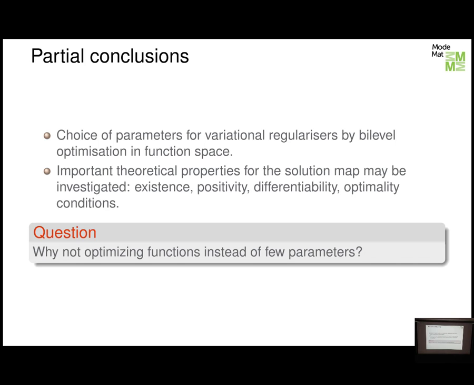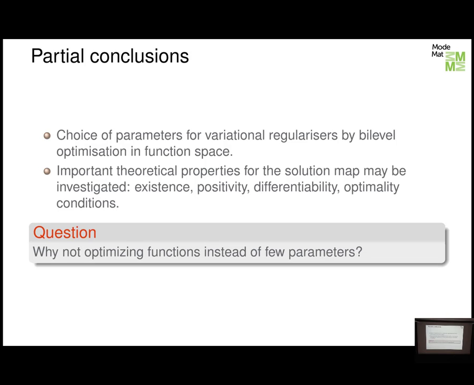So the partial conclusions of this part are, first, we can choose the parameters for variational regularizers. Actually, with some bilevel optimization problem in function space, we can deal with that. We can extract some information and prove some theorems concerning the operator. And these involve existence, positivity, differentiability, and some other results. But the next thing that we asked ourselves at that point was if it is possible to extend that. We are solving the adjoint, we are solving a lot of problems which appear quite involved if you just want one parameter out of it, right?